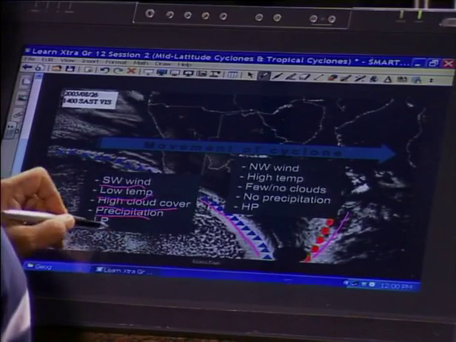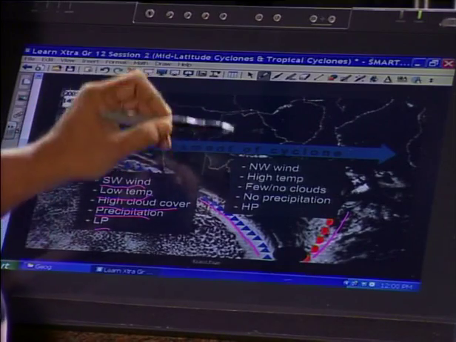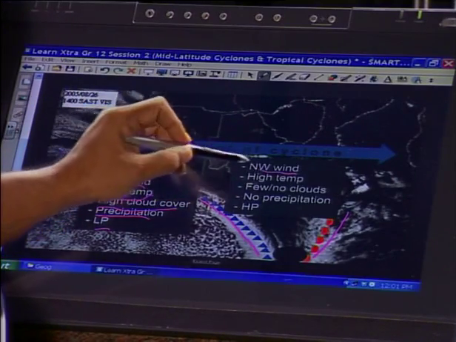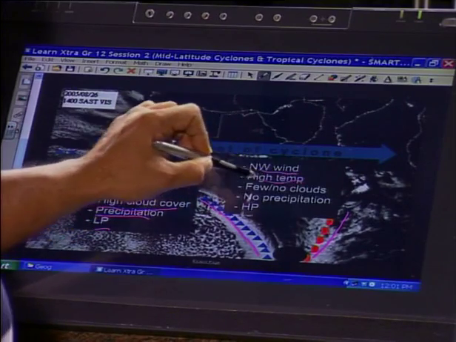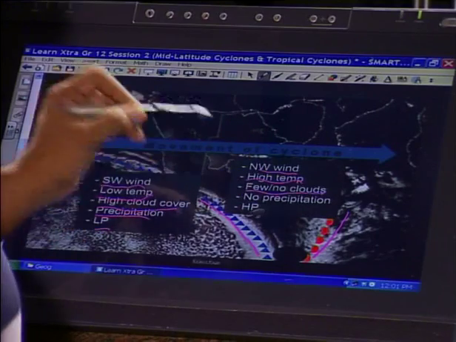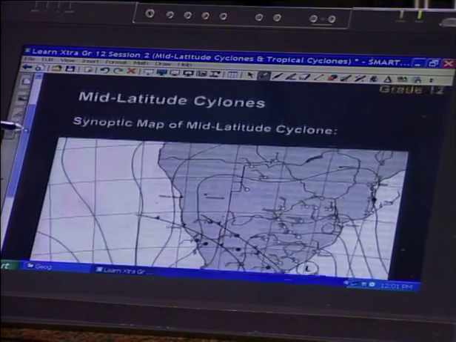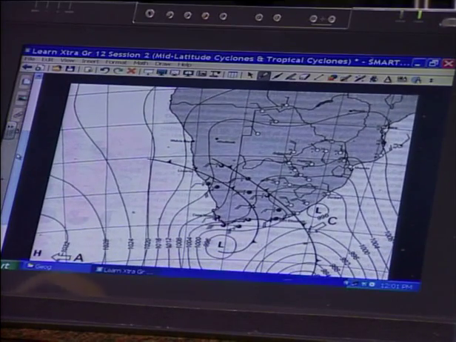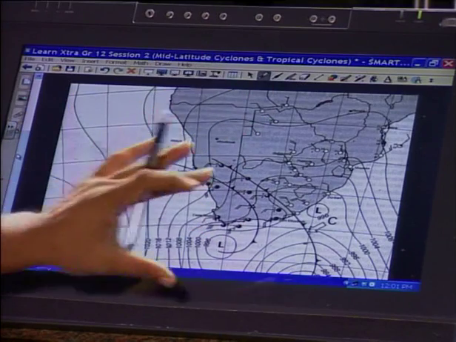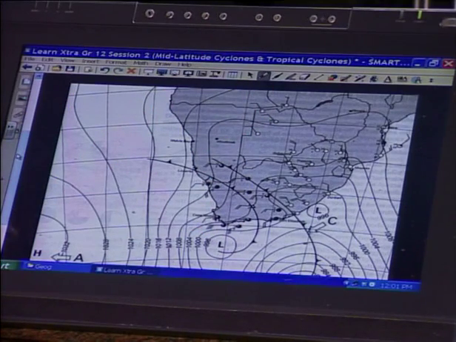Okay? Obviously low temperature again, high cloud cover, precipitation, low pressure in the air. The northwest wind, okay, the high temperatures, fewer clouds, little or no precipitation happening in that area. All right? Let's look at a synoptic map and look at the effects of a mid-latitude cyclone rather. All right? Also, the effects of the mid-latitude cyclone is also more localized. All right? And we can see it clearly here.